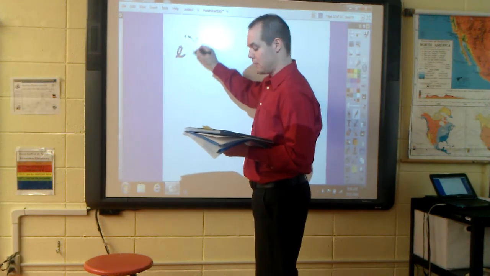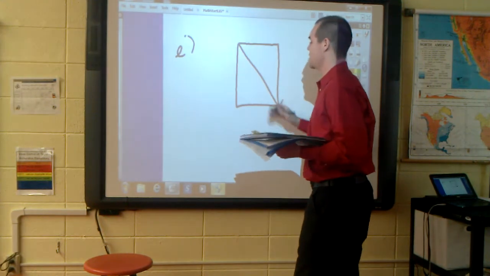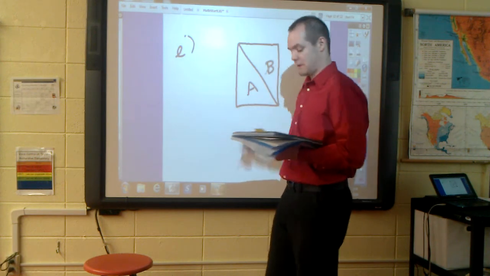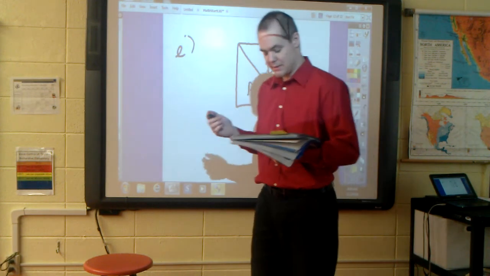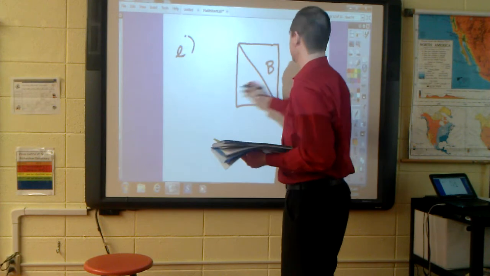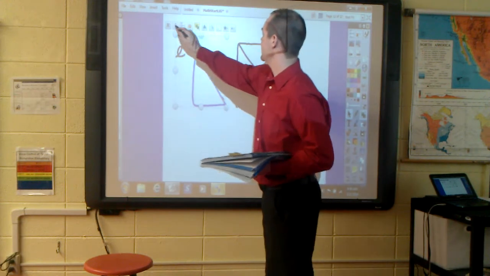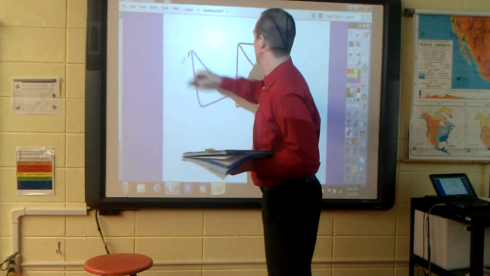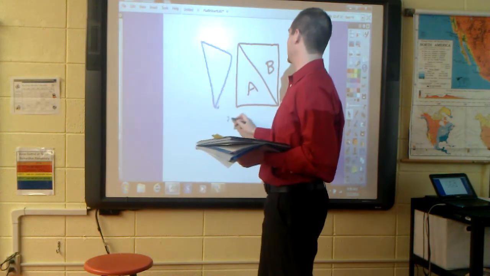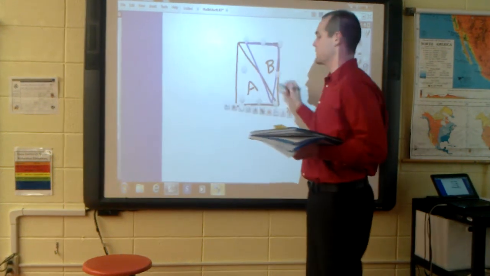Okay, practice problem E. We have two triangles. They do not share a vertical or a horizontal line, so we can't use reflection right away. But how do we show that triangle A is congruent with triangle B? Well, first, we could take triangle B and we could rotate it 180 degrees and we would show that it's congruent with triangle A.